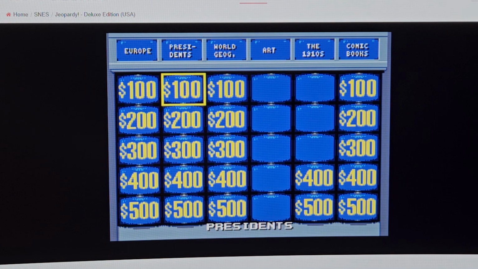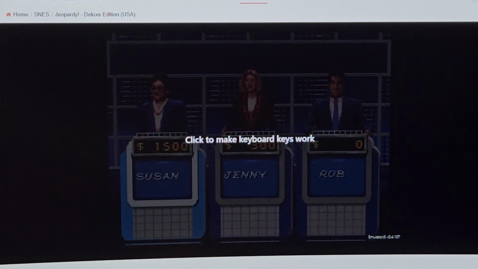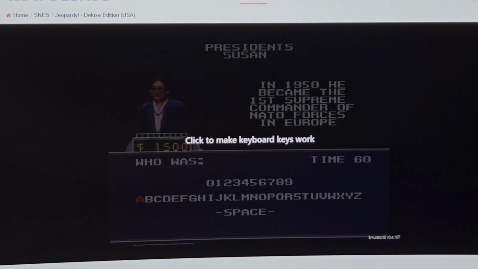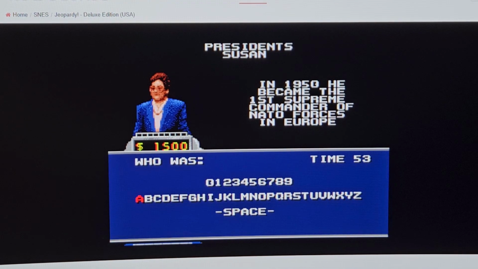Presidents for 100. The answer is... In 1950, he became the first Supreme Commander of NATO forces in Europe. Who was Dwight Eisenhower? Oops.